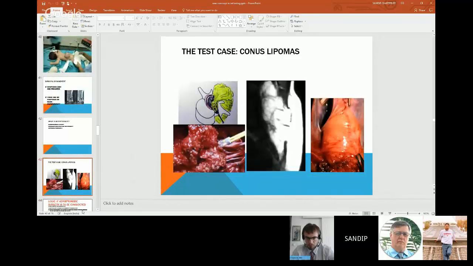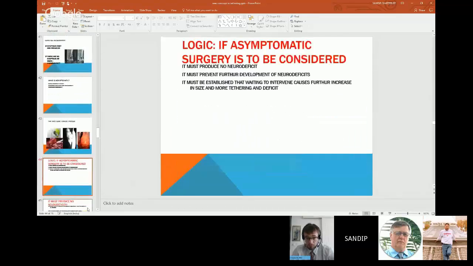And the test case, of course, for the asymptomatic dysraphic lesion has been the conus lipoma. And it's been the conus lipoma because the logic is that if it is asymptomatic, surgery is to be considered or not. Now, if one has to say that surgery has to be considered even if the dysraphic lesion is asymptomatic, then number one, the surgery must not produce any deficit.